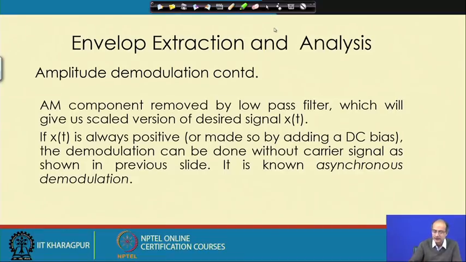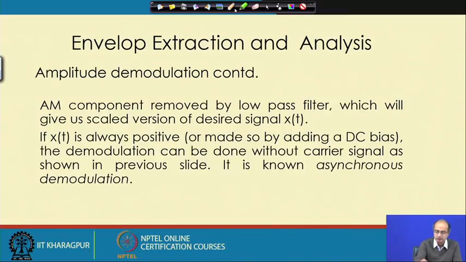Okay, so that is what we call asynchronous demodulation. That is the other technique which can compete with the earlier one, but in this case we need to either make the signal positive by filtering, or we can do it by adding a DC bias. If it is a positive signal, we can still do that, then try to remove the ripple, and we can get the envelope in that way.